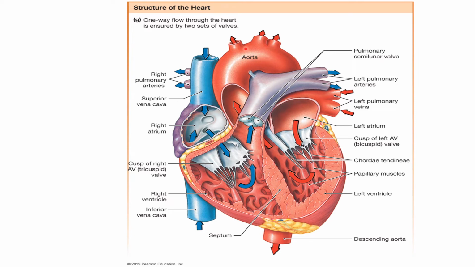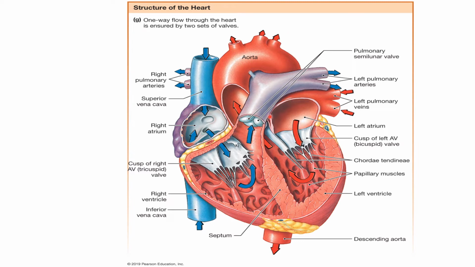Once the pressure in the aorta increases, and now the pressure in the aorta is higher than the pressure in the left ventricle, the aortic semilunar valve is going to close, preventing any backflow into the left ventricle. And then the aorta is going to send the blood into all of the body tissues.